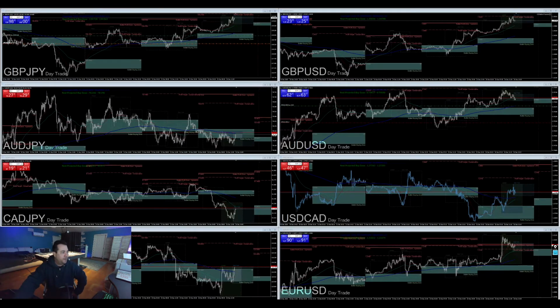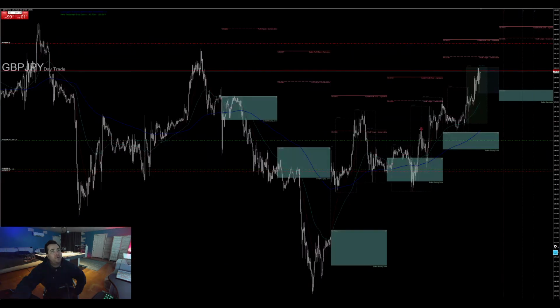Alright, here we go. 7:03 a.m. About an hour and 3 minutes into the New York session. It looks like the pound yen is still trying to make its way on up there. Bouncing off of the 21, the red 21. Putting in a beautiful chart pattern right here. Candlestick pattern, I should say. So we're working our way up there.